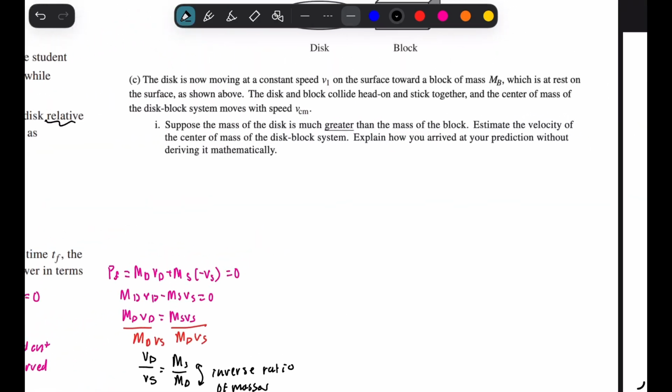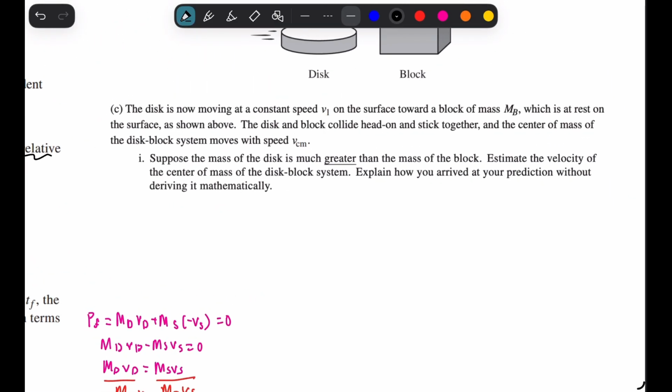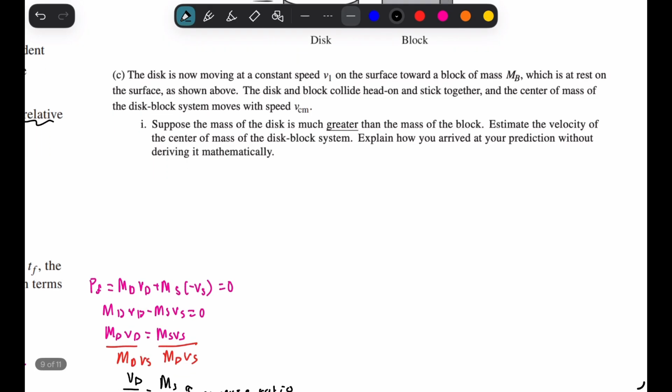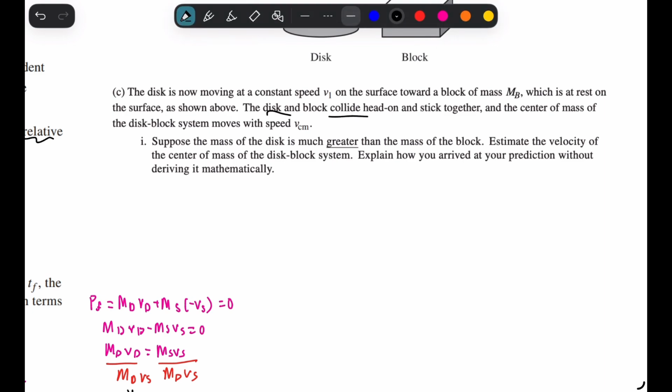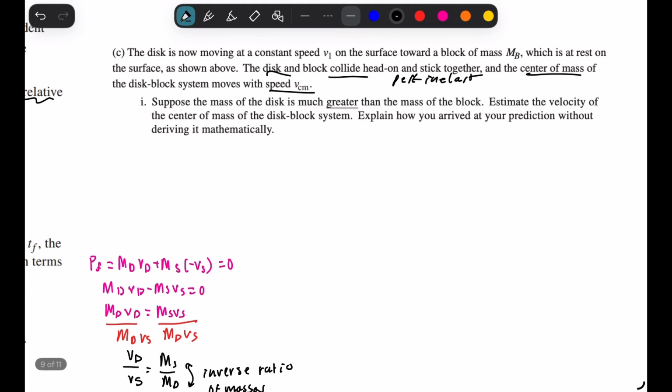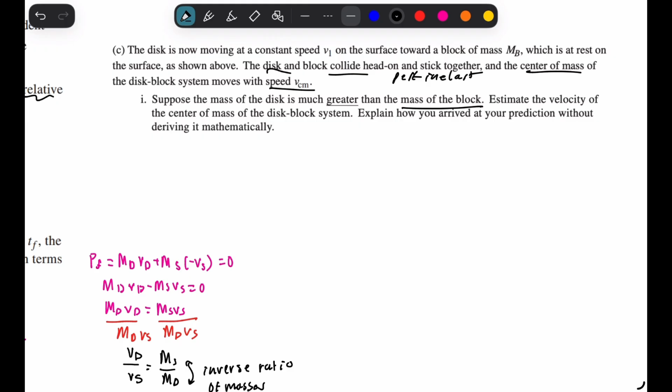Now, for our next part, we have that the disk is now moving at a constant speed v1 on the surface toward a block of mass mb, which is at rest on the surface shown above. The disk and the student and the block collide head-on and stick together, so we have a perfectly inelastic collision. And the center of mass is going to be moving with v center of mass. Suppose the mass of the disk is much greater than the mass of the block. Estimate the velocity of the center of mass of the disk block system. Explain how we got this.